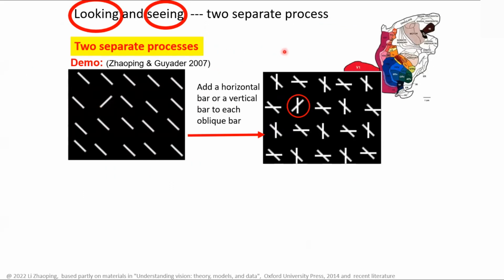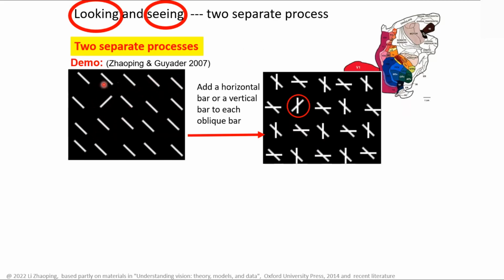Looking and seeing: let me show you that they are indeed two different processes, okay? Normally in our human brain, the vision process happens so quickly together that you think they're the same thing. Looking and seeing, in Chinese, we call it 看见, yeah? It's actually one word. But anyway, looking and seeing.